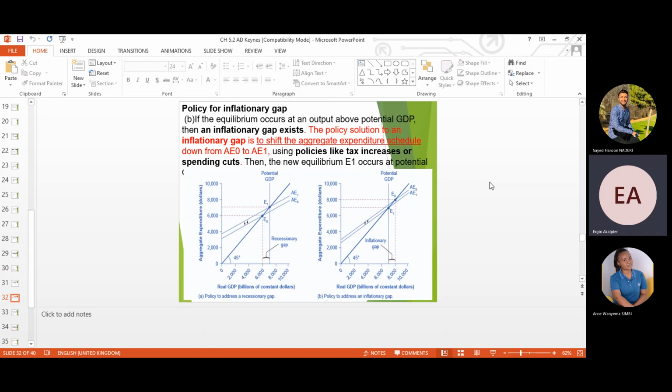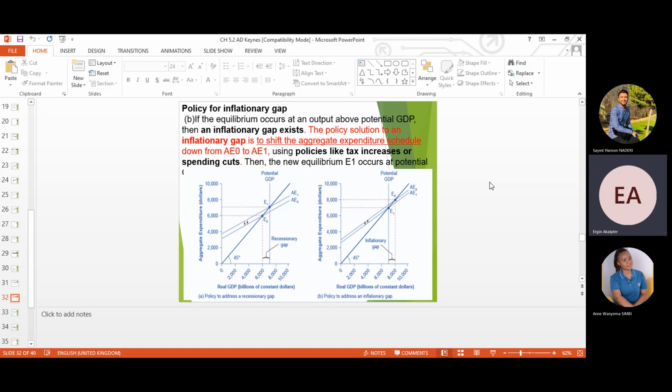Now we come to the inflationary gap. The equilibrium occurs at an output above potential GDP. Then an inflationary gap exists. The policy solution to an inflationary gap is to shift the aggregate expenditure schedule down from aggregate expenditure 0 to aggregate expenditure 1 on the right side of the graph.